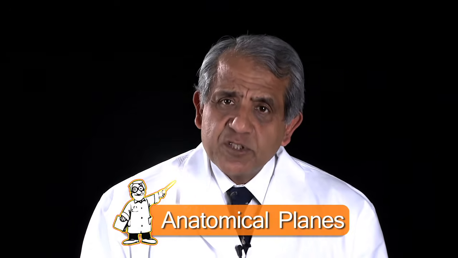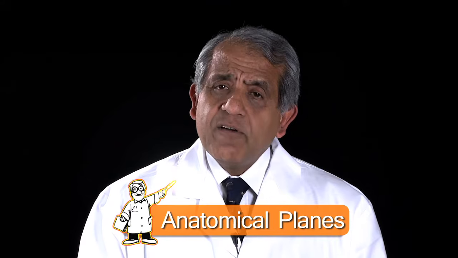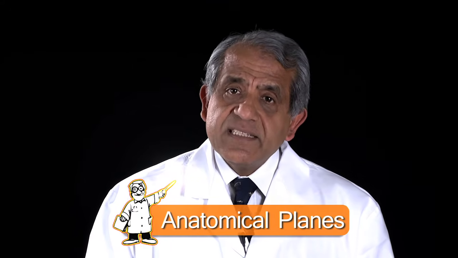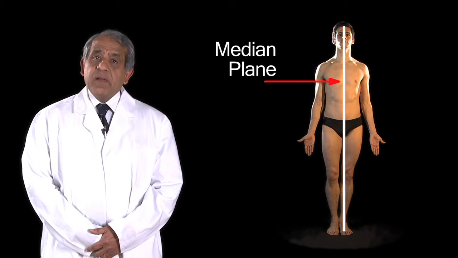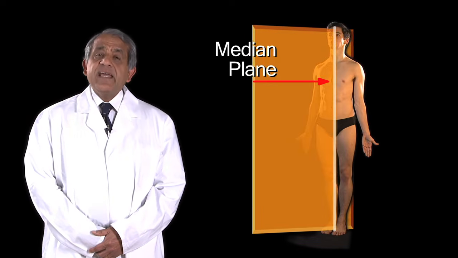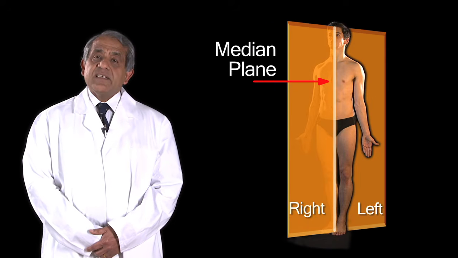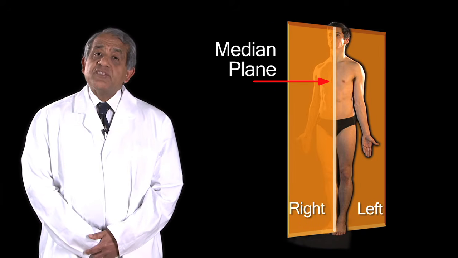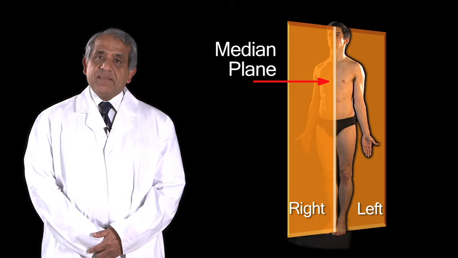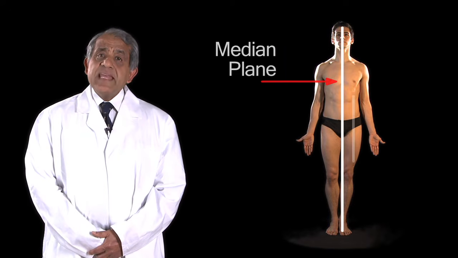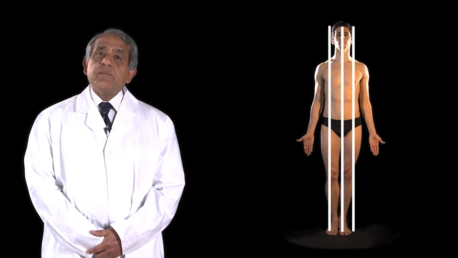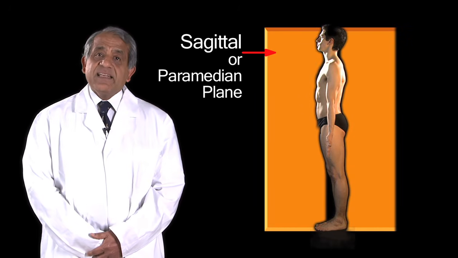Anatomists, surgeons, and in particular radiologists make much use of imaginary or arbitrary planes to describe the location of structures in the human body. So let's begin with a vertical plane that bisects the body into right and left halves. Such a plane is defined as a median plane. Any plane parallel to the median plane may be described as a sagittal or paramedian plane.